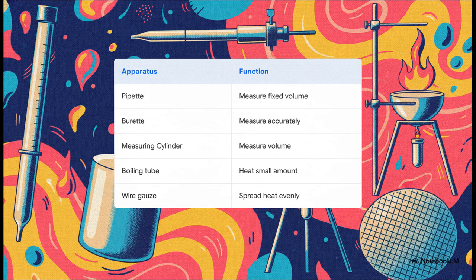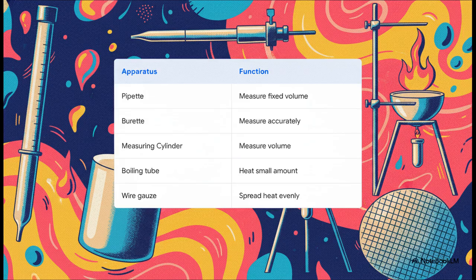For instance, look at the pipette. You'd use this when you need to measure a very fixed, specific volume of liquid. No guessing. But if you need to measure a volume incredibly accurately, say you're going drop by drop, well, actually you wouldn't use a pipette for that. You'd switch to the burette. Meanwhile, your standard measuring cylinder, that's your go-to for just general volume measurements of a liquid.